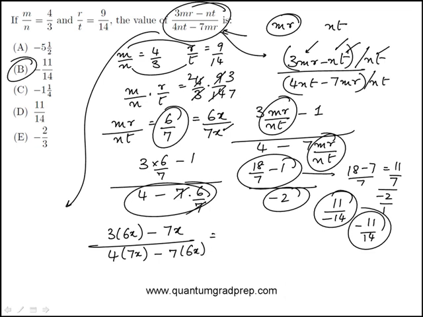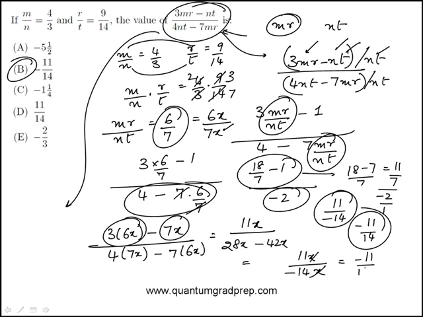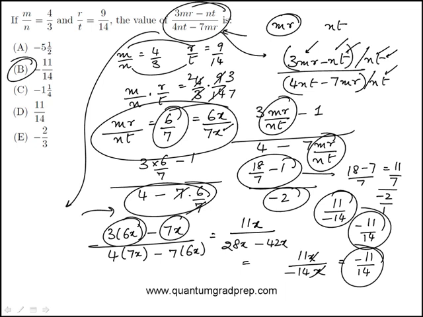So this is 18x minus 7x, that's 11x. The bottom would be 28x minus 42x, which is minus 14x. X terms drop out. I end up with minus 11 over 14. So this step here eliminates the step of dividing and then dealing with the fraction. So it's a little bit faster, but I didn't think of it originally. So to recap, the answer is B.